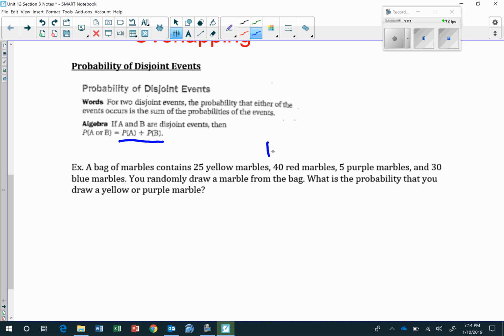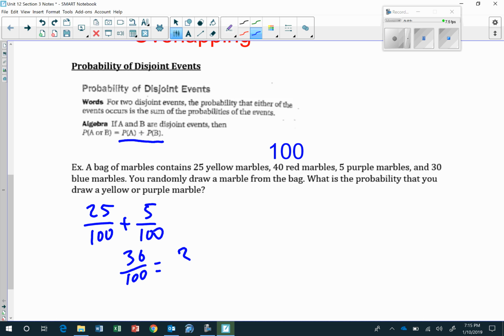So there's 100 marbles total in here. These are disjoint events because you can't have a yellow marble that's also purple. So we're going to add the two probabilities together. So there are 25 yellow marbles out of 100 total marbles, and we're going to add to that the 5 purples out of 100 marbles. When we add that together, we get 30 over 100, which we need to simplify to 3/10. So the probability of these two disjoint events is 3/10.